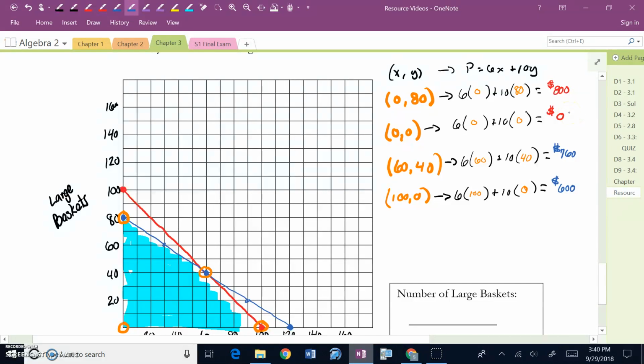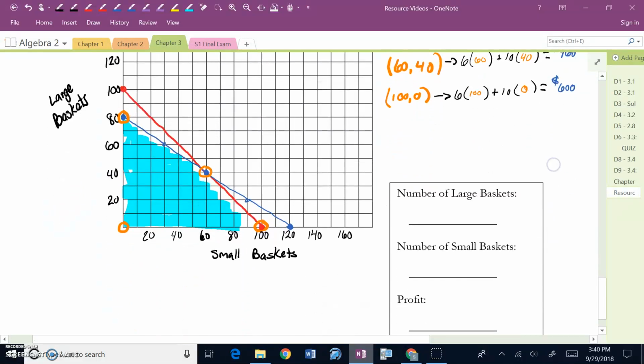So 0, 80 is my maximized profit, and 0, 0 is my minimized profit. This is a problem where they asked us to find the maximized profit. We just saw that that's at 0 for x, which we defined as small baskets, 80 for y, which we defined as large baskets. So we would have 80 large baskets and no small baskets, and our maximum profit would be $800.